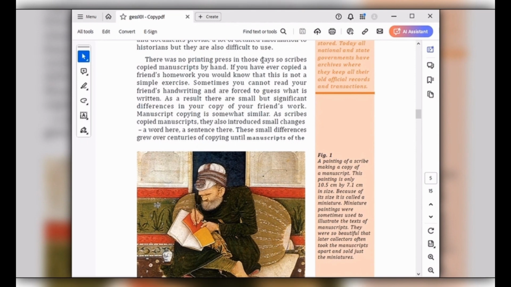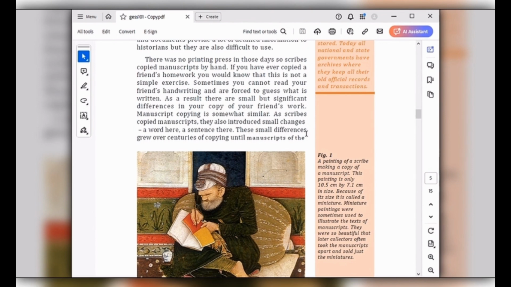There was no printing press in those days, so scribes copied manuscripts by hand. If you have ever copied a friend's homework, you would know that this is not a simple exercise. Sometimes you cannot read your friend's handwriting and are forced to guess what is written. As a result, there are small but significant differences in your copy of your friend's work. Manuscript copying is somewhat similar. As scribes copied manuscripts, they also introduced small changes. A word here, a sentence there.